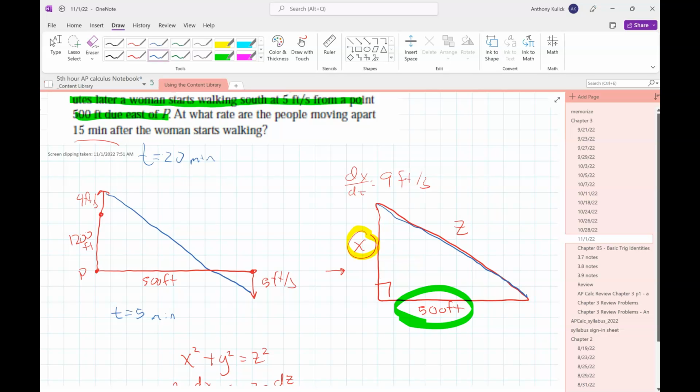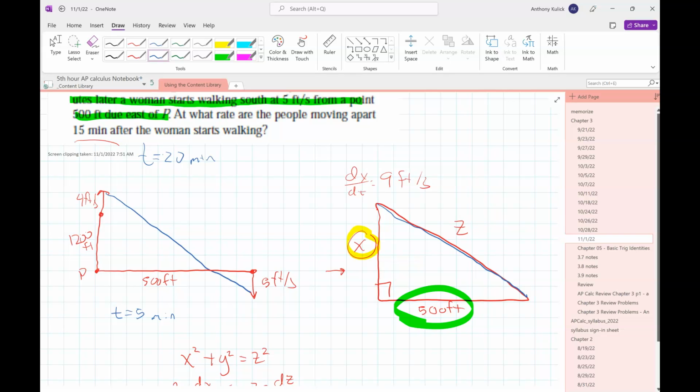So it's 5. The woman starts walking 5 minutes after the man started. So really somebody's been walking for 20 minutes at that point. Because it's 15 minutes after the woman started walking. So the man had a 5-minute head start. So it's like 20 minutes.